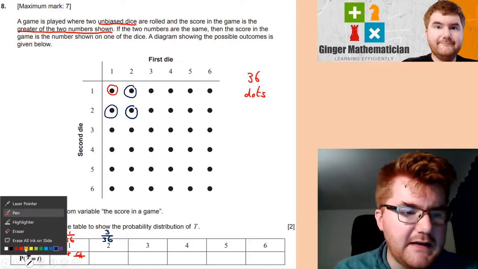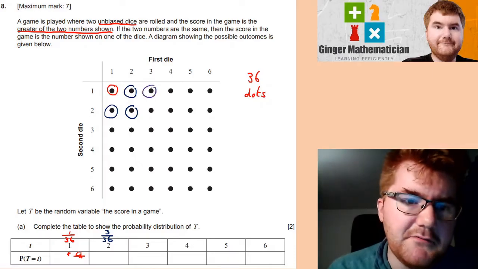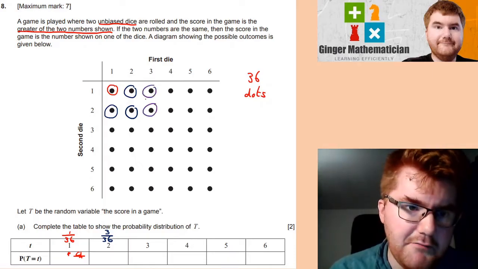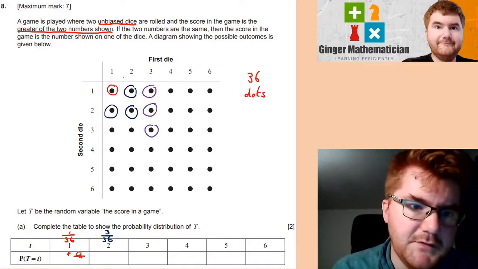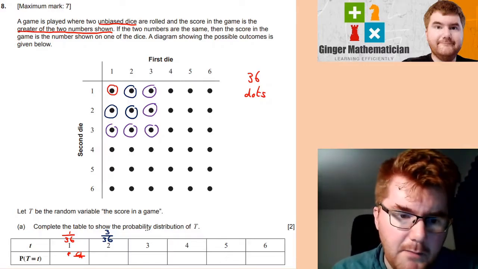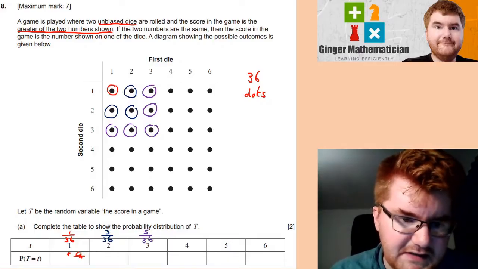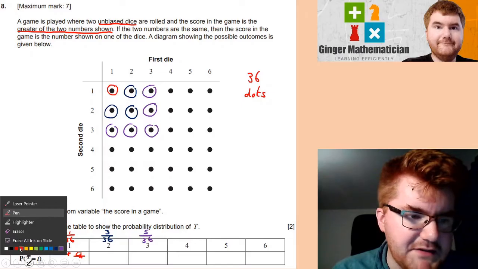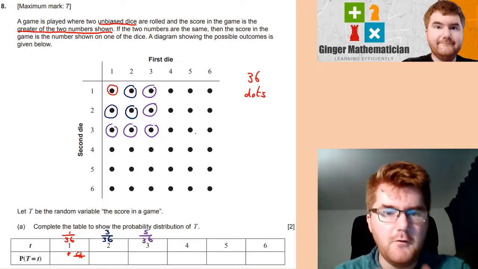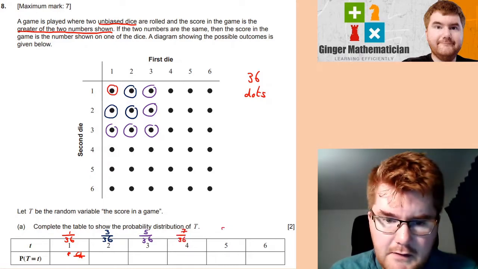So if we look at 3, let's do this in lovely purple. Well, 3, 1, the biggest number is 3. 3, 2, biggest number is 3. 3, 3, biggest number is 3. 2, 3, biggest number is 3. 1, 3, biggest number is 3. And we've got 1, 2, 3, 4, 5 purple situations here out of 36. And we can carry on in the same pattern. Again, feel free to count this at home for 4, 5 and 6, but you'll get the following answers of 7 out of 36, 9 out of 36, and 11 out of 36.